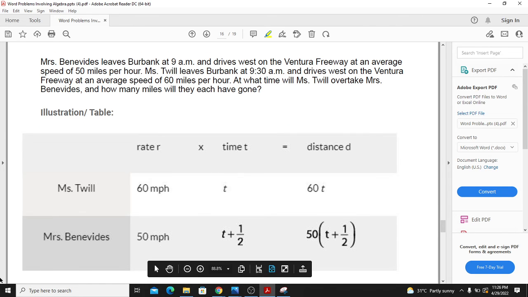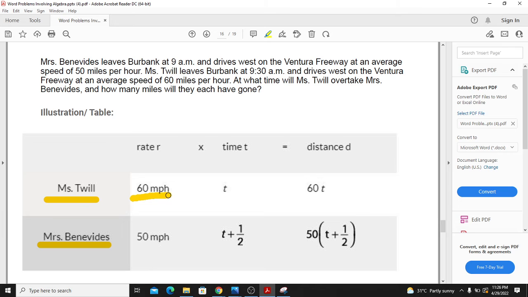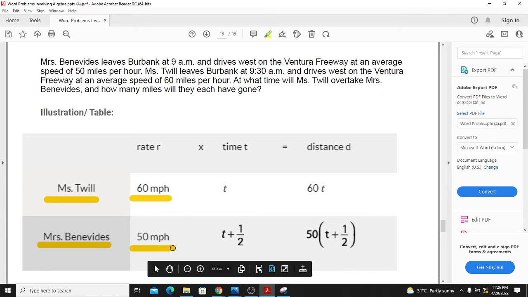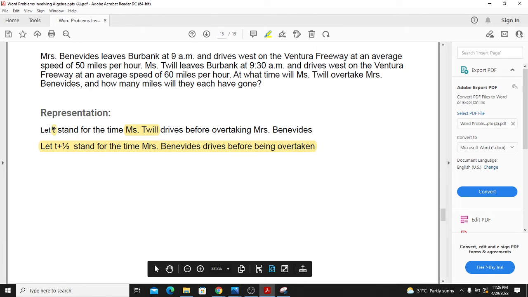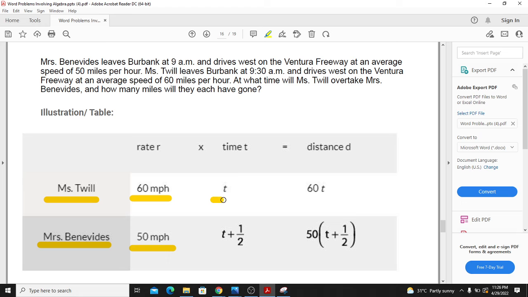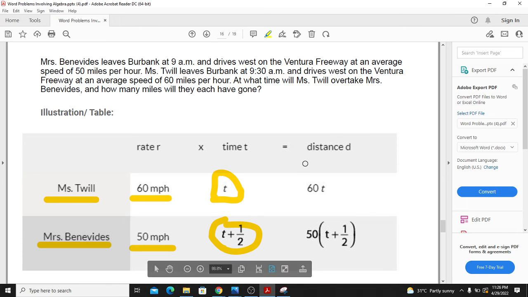Okay, so we will have now the table. So we have here Miss Tewell and Mrs. Benavides. So of course, we have here rate times time is equal to distance. Miss Tewell's rate is 60 miles per hour. Mrs. Benavides, we have 50 miles per hour. Now we will have the time. As earlier, t will be the time for Miss Tewell, t plus 1/2 will be the time for Mrs. Benavides. So formula for distance, rate times time. So 60 times t is equal to 60t. 50 times the quantity of t plus 1/2.